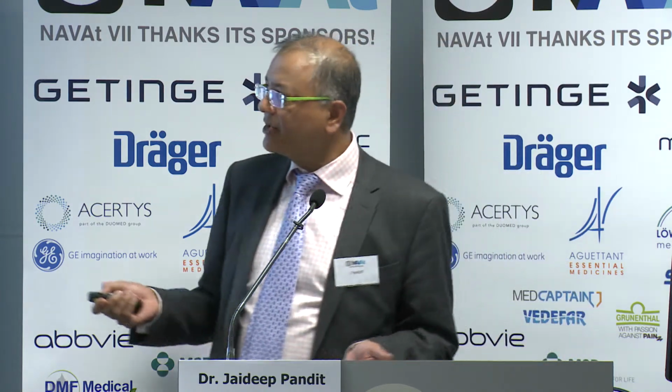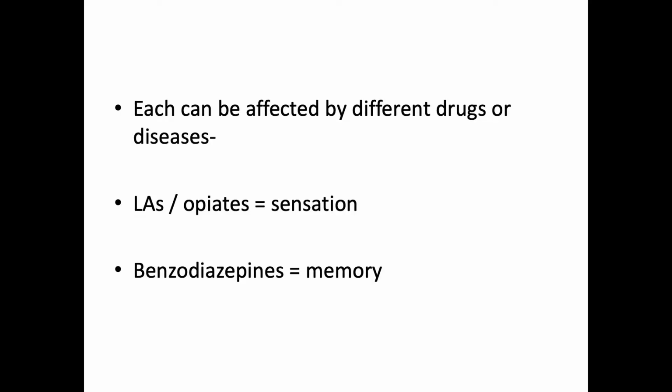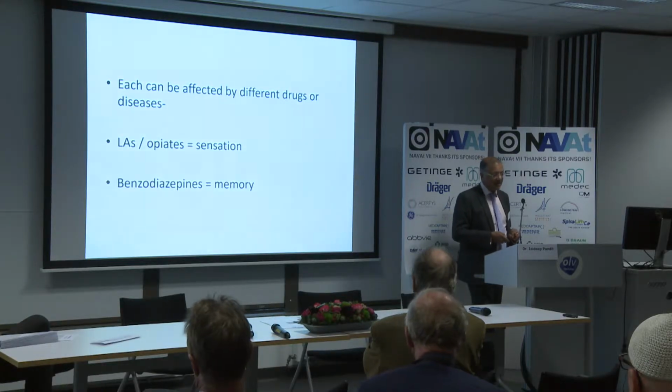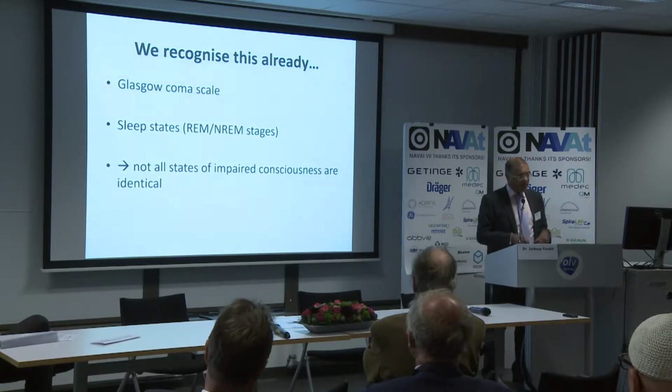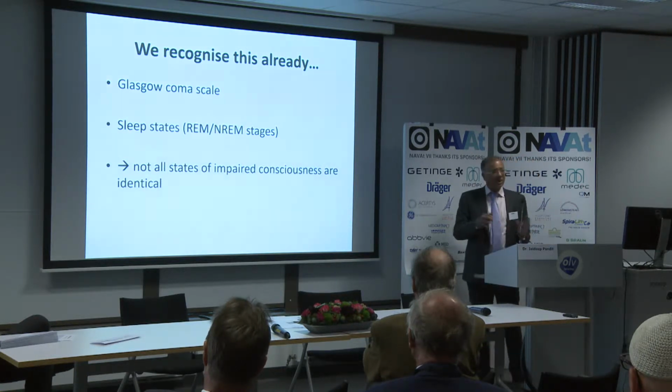For example, very simplistically, local anesthetics or opiates are affecting your sensation, and benzodiazepines are affecting your memory. These are relatively specific targets within that consciousness spectrum. And we also recognise this when we adopt things like the Glasgow Coma Scale. So even patients in coma, we don't say they're in binary states of coma, not coma. We have a scale, the Glasgow Coma Scale, and other scales. And sleep, we don't say you're asleep or awake, that's it. We have subdivisions of sleep, REM, NREM, and so on.